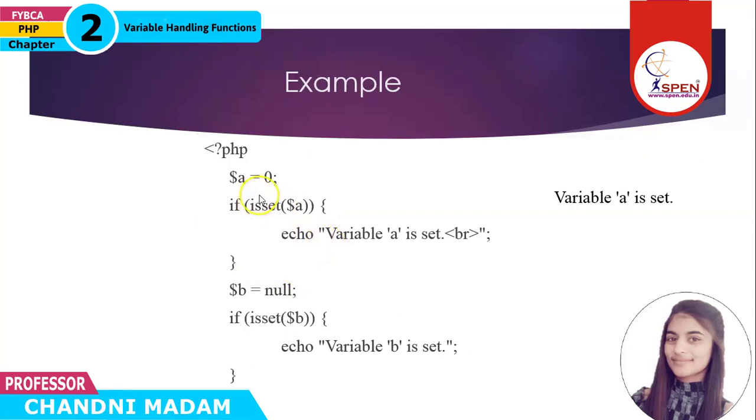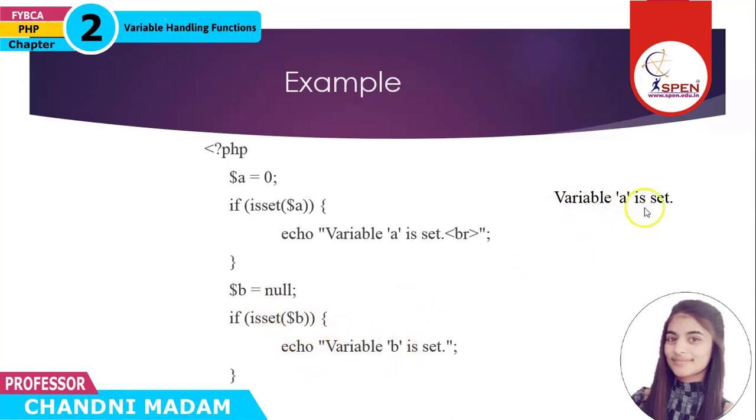Here is the example, $a equal to 0. If isset($a): if this function finds it set, then it returns true value. Then it is passed to the if condition. If $a is not set, then it bypasses this echo statement. Here in our case, $a is set to 0, then echo will print variable a is set. Here $b is not set, its value is null. So if isset($b), here the condition is false, so it does not execute the echo part.